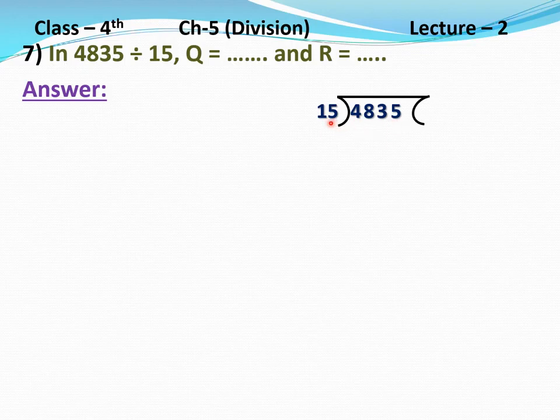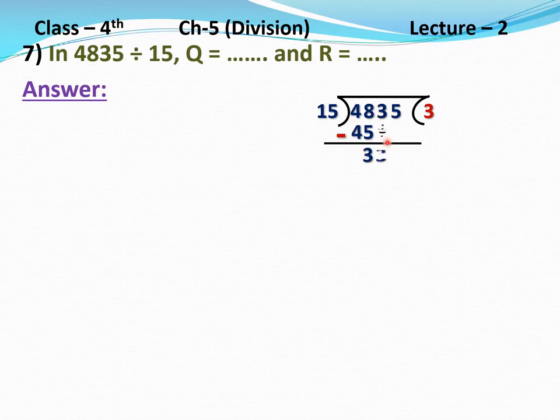Now see, 15 is a 2-digit divisor. So we will take first two numbers in dividend, that is 48. So multiply this 15 by that number so that you will get equal to 48 or less than 48. It should not be greater than 48. See, 15 multiply 3 equal to 45. Write 3 here and write 45 here. Now we will do subtraction. 8 minus 5, 3. Write 3 here and write 4. 4 minus 4, 0. Write 0 here.